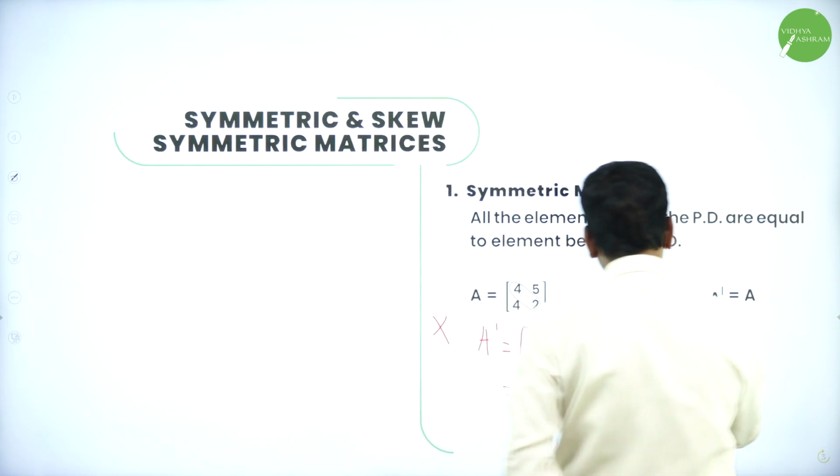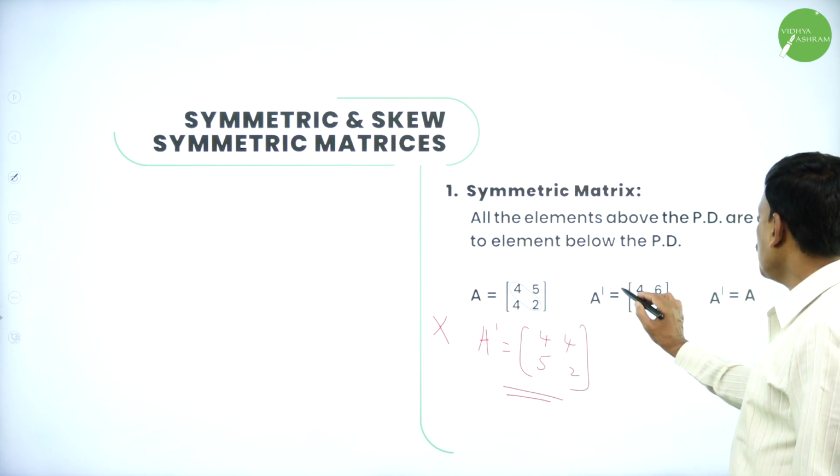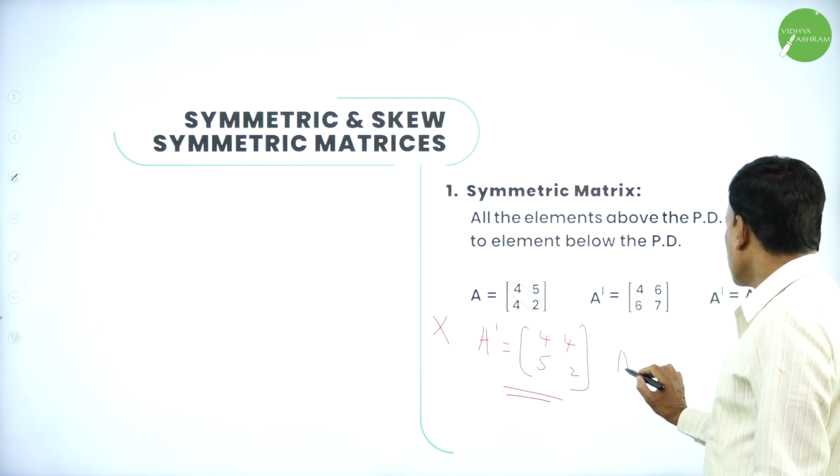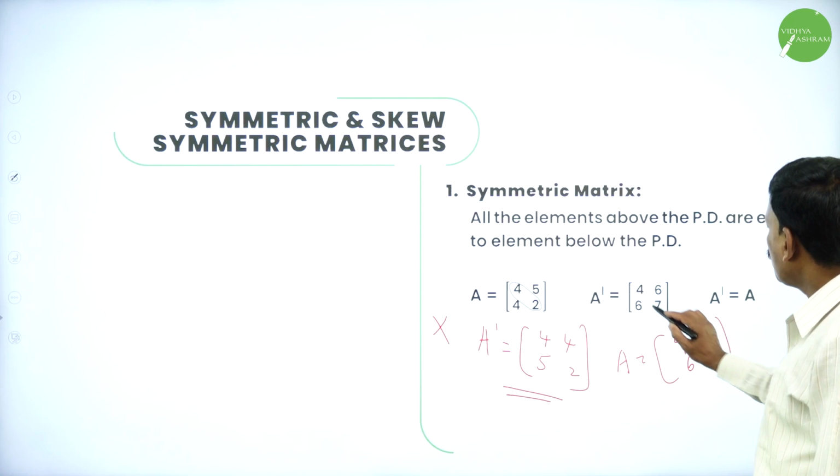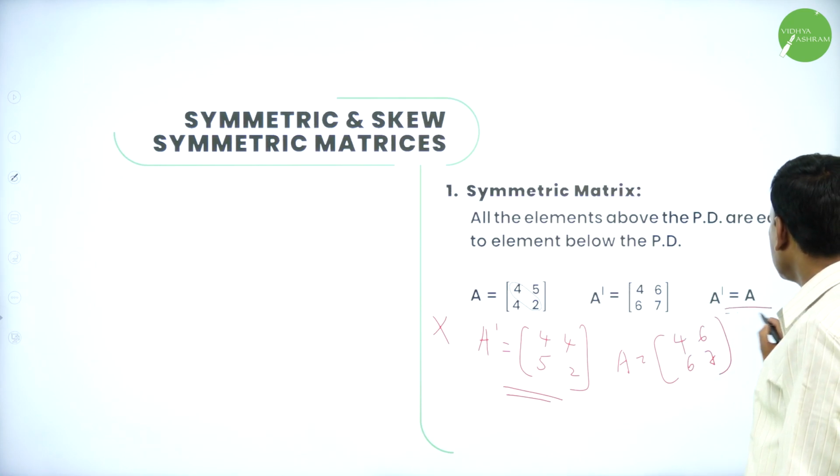Whereas, come to this matrix. If A is equal to this matrix, A is equal to 4, 6, 6, 7, the transpose of this is 4, 6, 6, 7. You will get the same matrix.